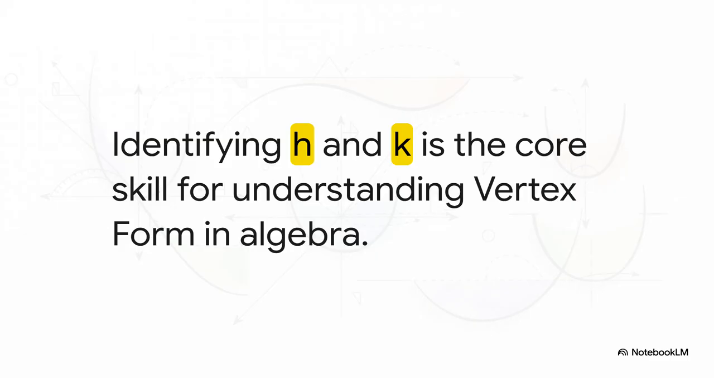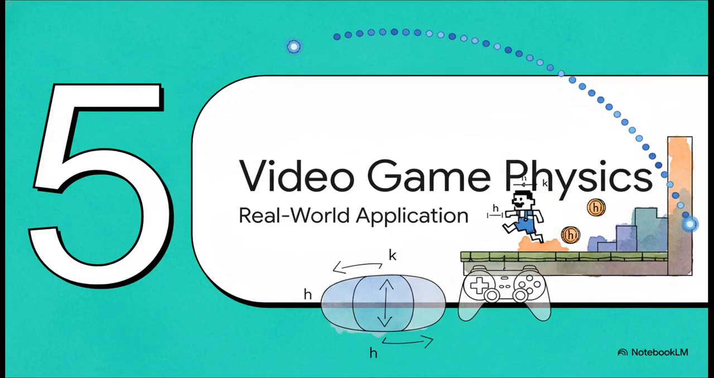And here's why all this really matters. This isn't just some random graphing trick. Being able to look at an equation and instantly spot the h and the k is the absolute core skill for understanding something called vertex form. And trust me, that's one of the most powerful tools you'll ever use for parabolas. Now, you might be sitting there thinking, okay, cool for math class, but when am I ever going to see this in real life? I guarantee you've already seen h and k in action thousands of times, especially if you've ever played a video game.